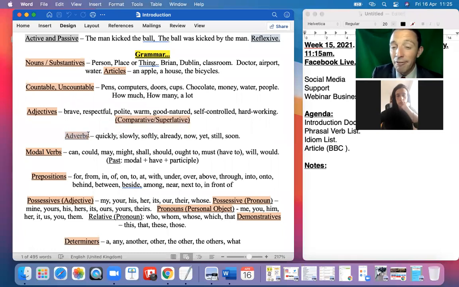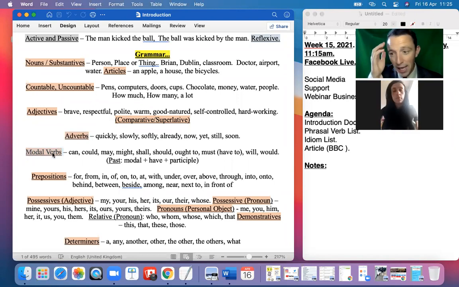The adverb, the function of the adverb is to describe the verb. So the position of the adverb is after the verb. For example, drink quickly, talk slowly. So the adverb is very important to describe the verb.